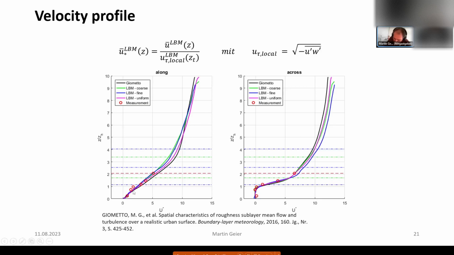Okay, so there are some measurements on a tower. Let me see, this is the velocity profile, correct?